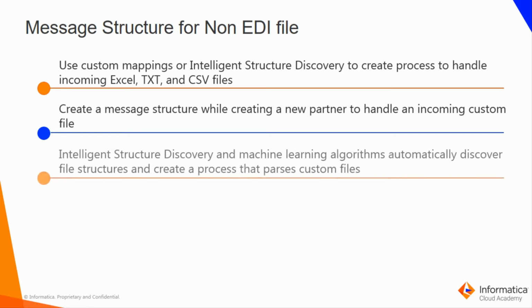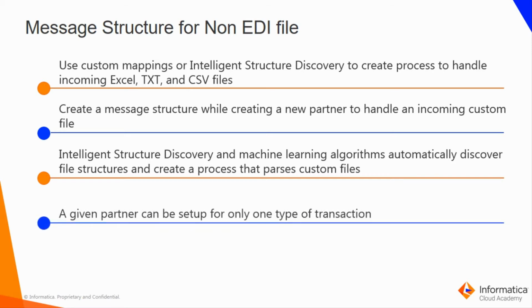The intelligent structure discovery in Informatica Cloud B2B Gateway uses machine learning algorithms to automatically discover file structures and create a process that parses custom files. Intelligent structure discovery uses artificial intelligence to automate structure discovery for files that do not follow industry standards. Note that a given partner can be set up for only one type of transaction.